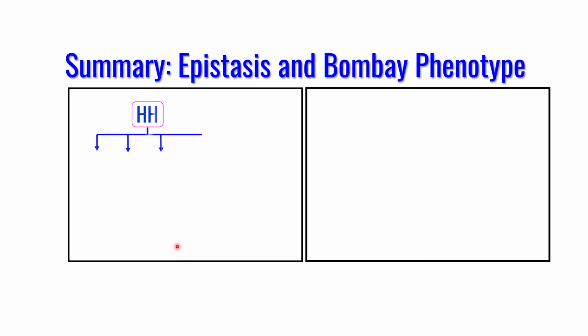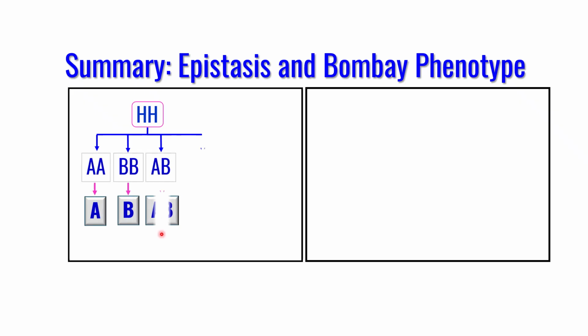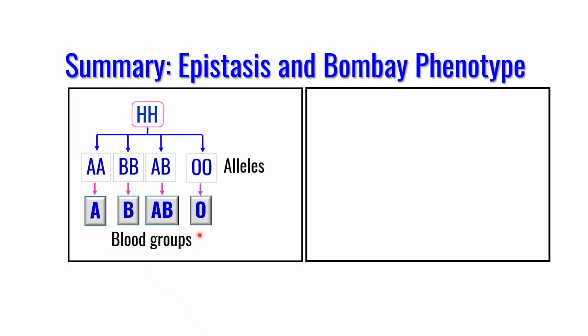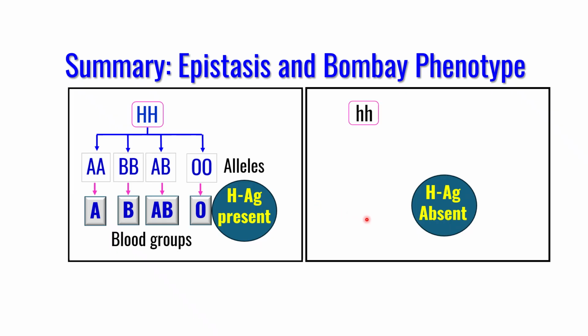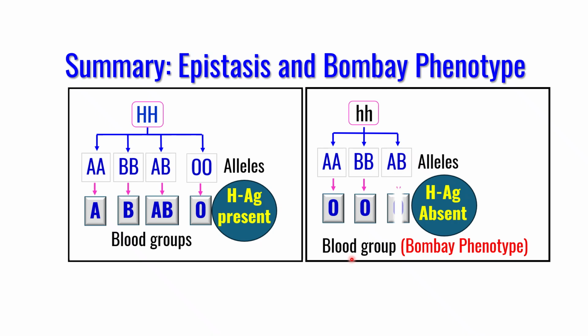So in summary, when H gene is dominant, it produces blood group A, B, AB or O by the corresponding allelic genotype present on chromosome 9. This type of O blood group is produced by the presence of H antigen. However, when H gene is recessive, H antigen is absent, and as a result of that, a blood group similar to O blood group is produced by all allelic genotypes present on chromosome 9. So this type of blood group which is produced due to absence of H antigen is known as Bombay phenotype.